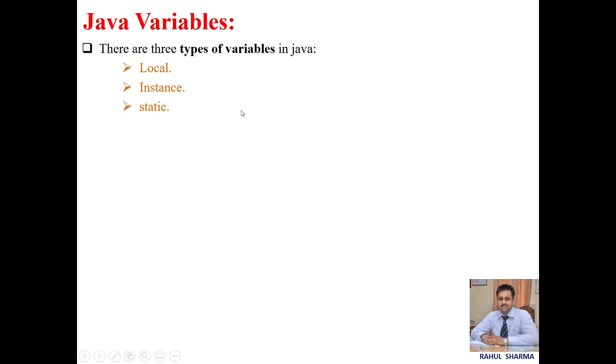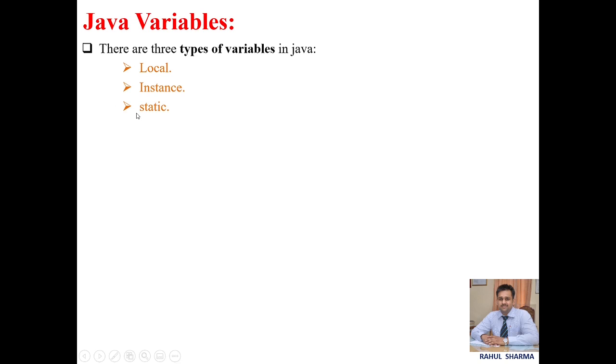Second one is the instance variable. A variable declared inside the class but outside the body of the method is called an instance variable. So what I am saying to you, the variable which is declared inside the class body but outside the function body is called an instance variable. It is called an instance variable because its value is instance specific and it is not shared among instances.